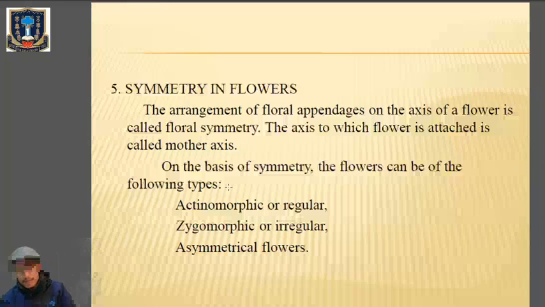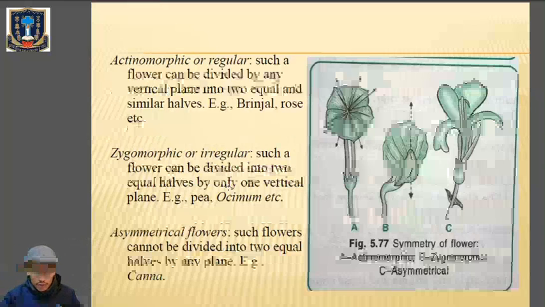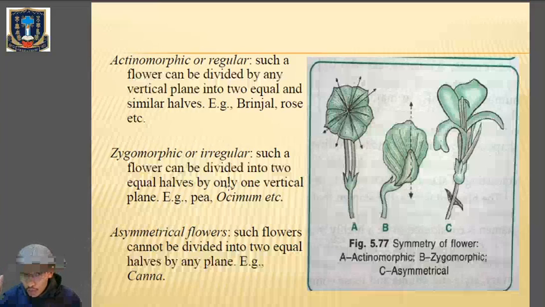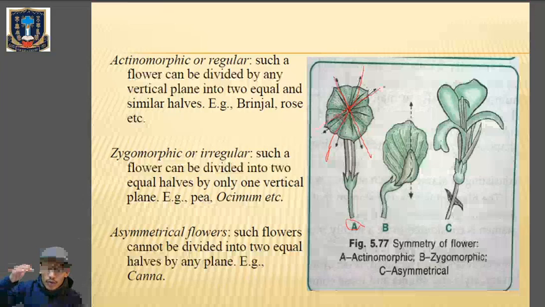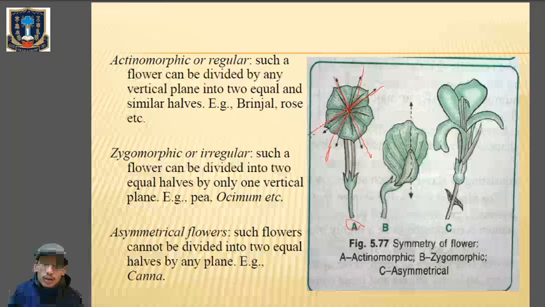So let us describe each and every term. Okay, first one, actinomorphic or regular flower. Such flowers can be divided into 2 equal halves from any vertical plane. Can you see the figure number A? If you look at figure A, this flower can be divided into 2 equal halves from any plane. So this is the first plane, the second plane, okay, this is the third plane. So from any plane, from any direction, if the flower can be divided into 2 equal and similar halves, then that is called an actinomorphic flower or regular flower.